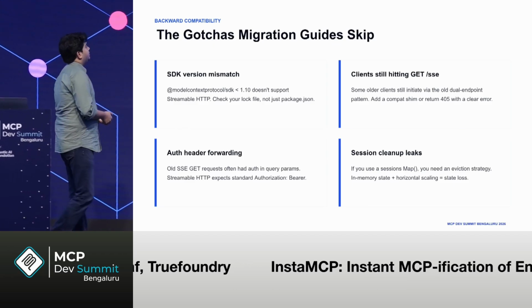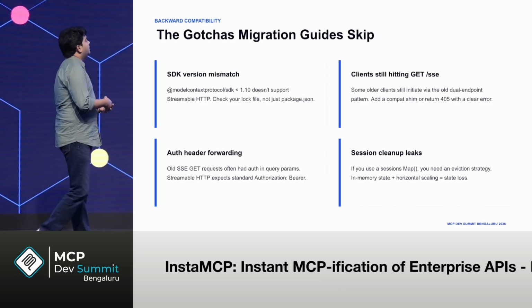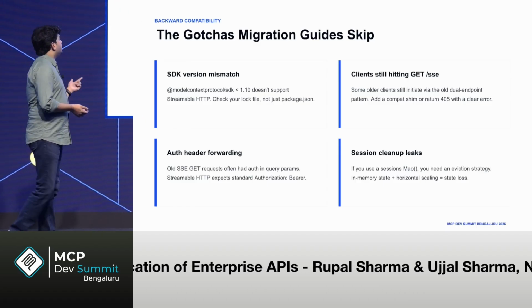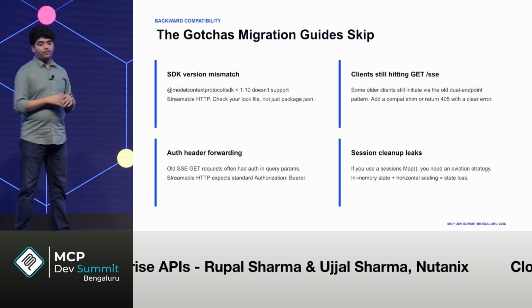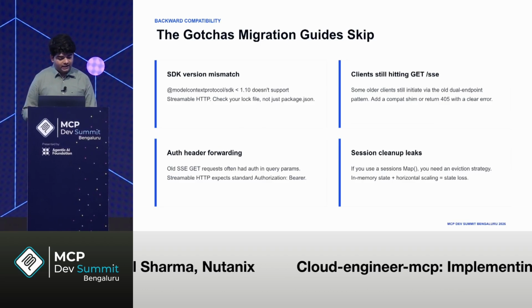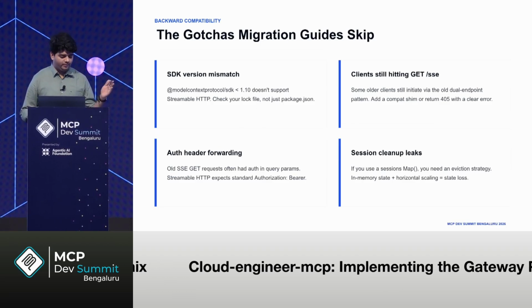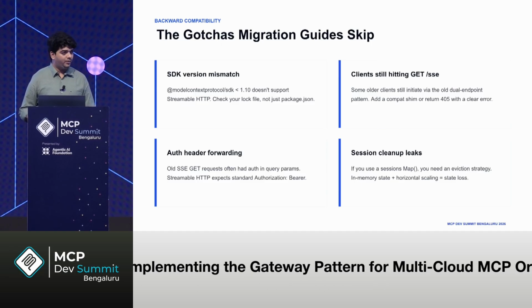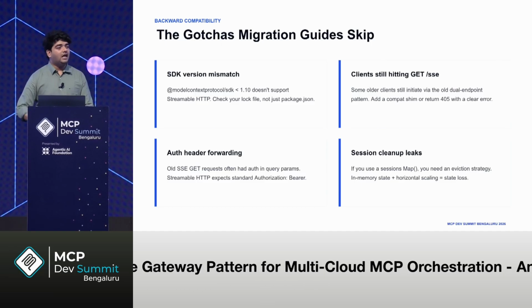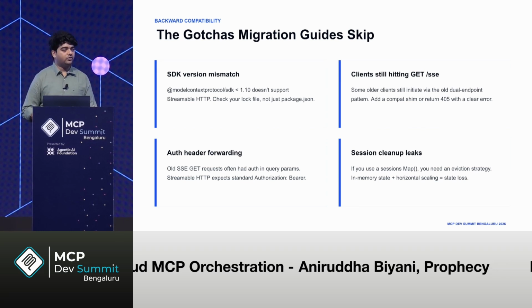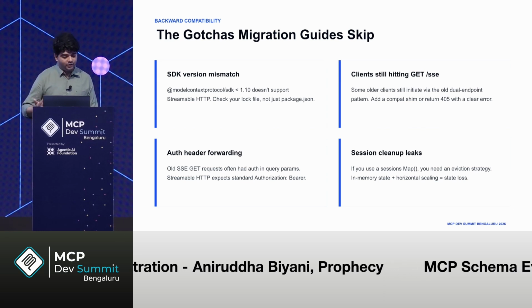So these are some things that generally people skip while migrating. First, SDK version mismatch. For the Model Context Protocol SDKs, versions below 1.10 do not support streamable HTTP. All the releases after the 11th of March do have that support, so check it before starting to migrate.